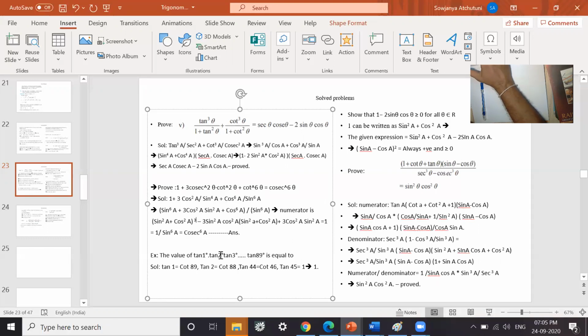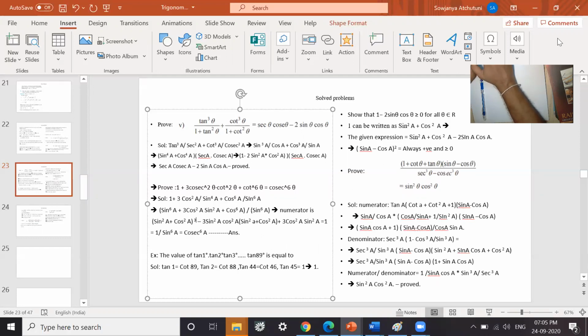Find the value of tan 1 tan 2 tan 3 up to tan 89. You see, tan 89 can be written as tan(90 minus 1), and that is cot 1. So tan 1 into cot 1 becomes 1. Like that, everything will become 1. Tan 1 is cot 89, tan 2 is cot 88, tan 44 is cot 46. So totally we are left with tan 45, that is 1. So the answer is 1.